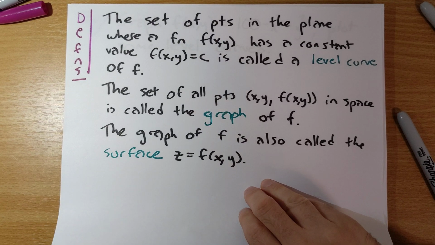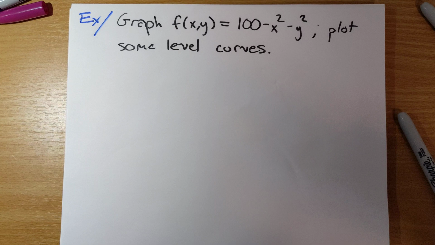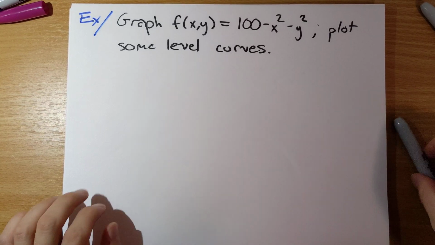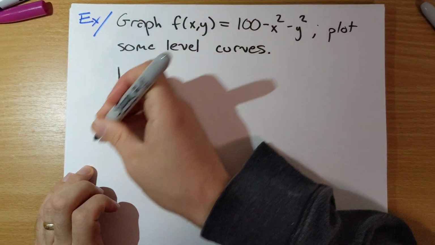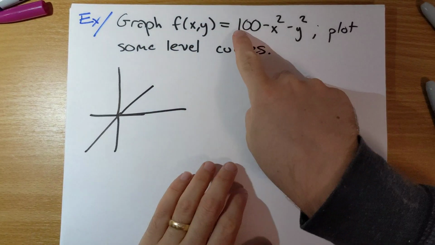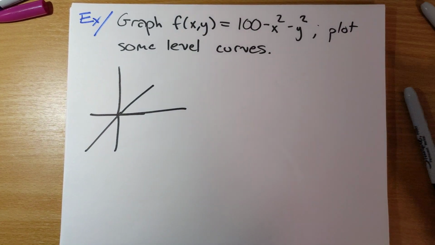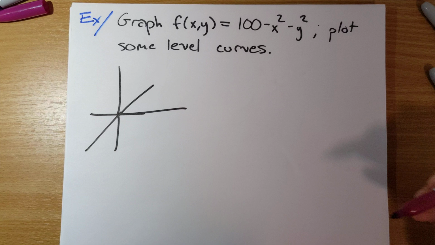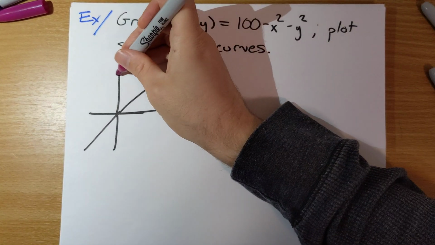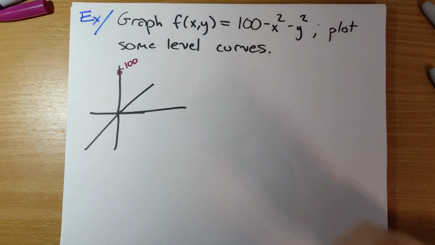So let us do an example here. Graph f of x, y is 100 minus x squared minus y squared, and plot some level curves. Okay, so first let's graph it. When it says graph this, 100 minus x squared minus y squared, let's think about what this looks like. When x and y are both 0, we're at the point z is equal to 100.